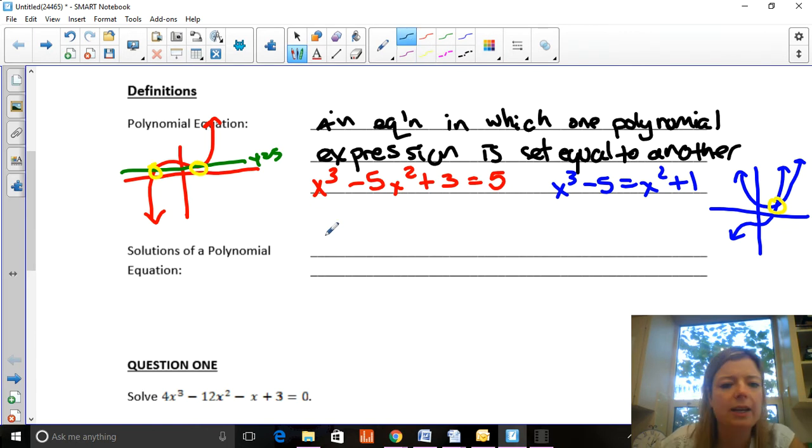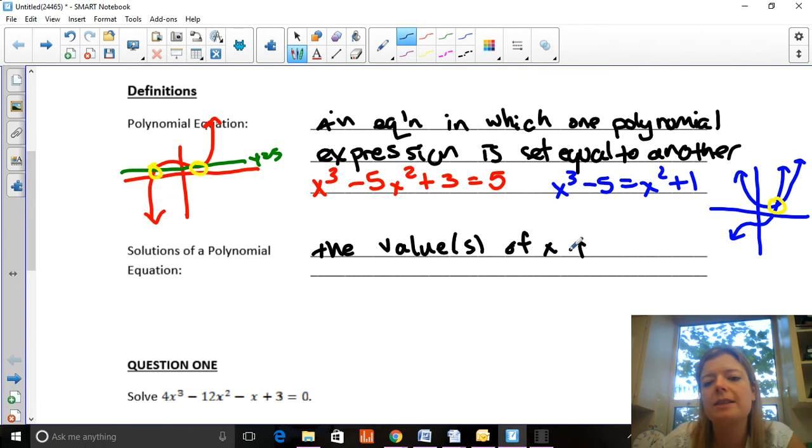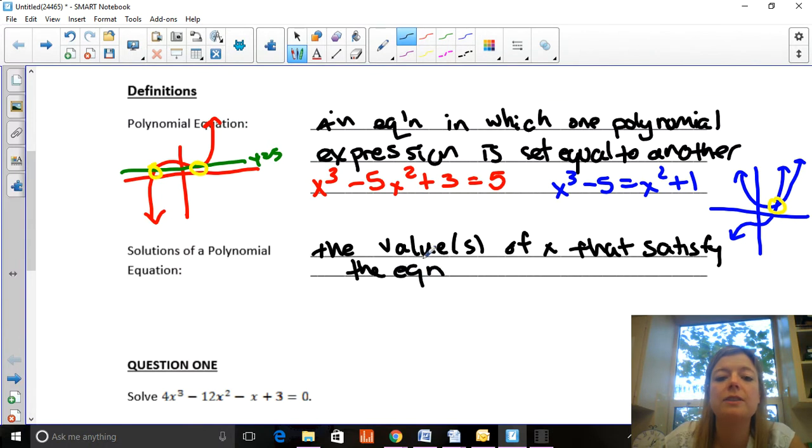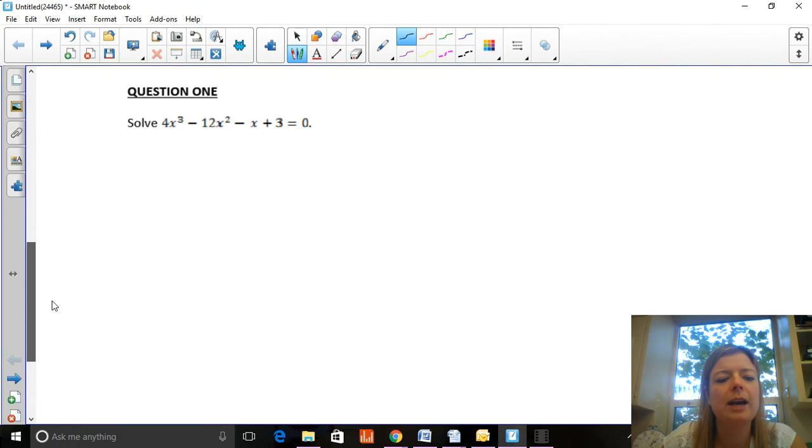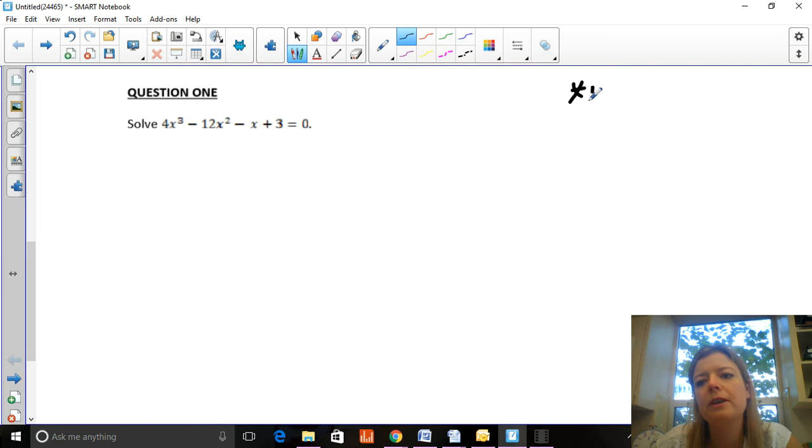But algebraically, that is the value or the values of x, or the independent variable, that satisfy the equation. So visually, those are the points of intersection between the graph produced by the left side and the graph produced by the right side.